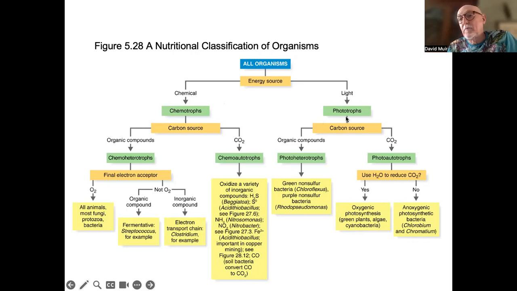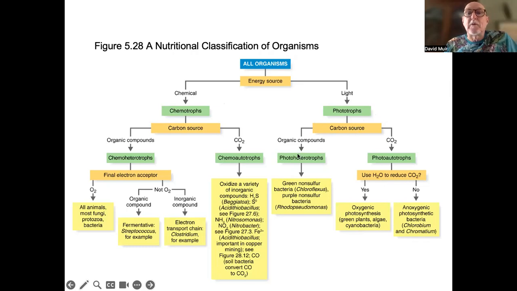Now, the other group are those which use light as a source of energy. And these are the phototrophs. And there are two groups of phototrophs. The first, although we divide them, again, on their carbon source. What do they use as their source of carbon?